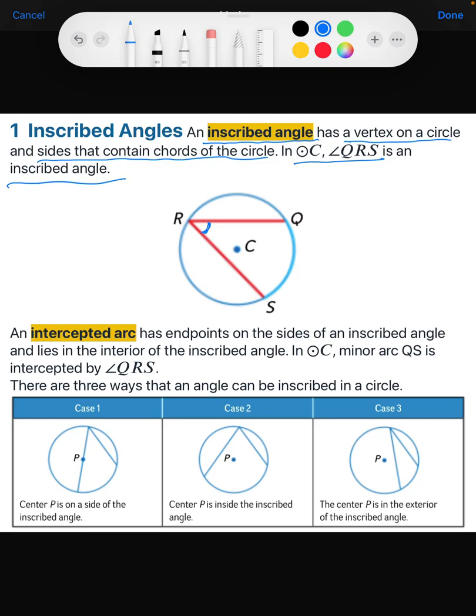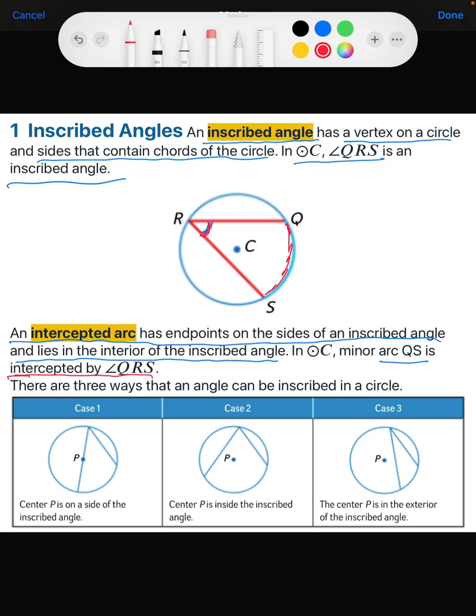An intercepted arc has endpoints on the sides of the inscribed angle and lies in the interior of the inscribed angle. So arc QS in circle C, this part here, that's our intercepted arc. It's our arc that's intercepted by angle QRS.